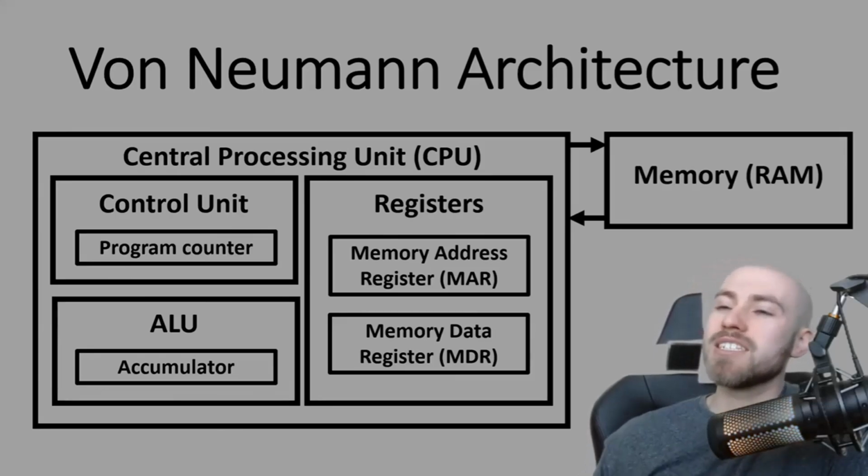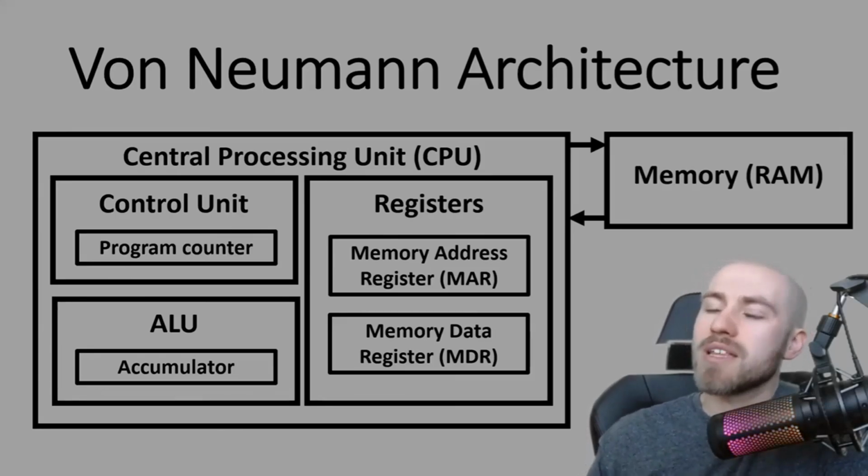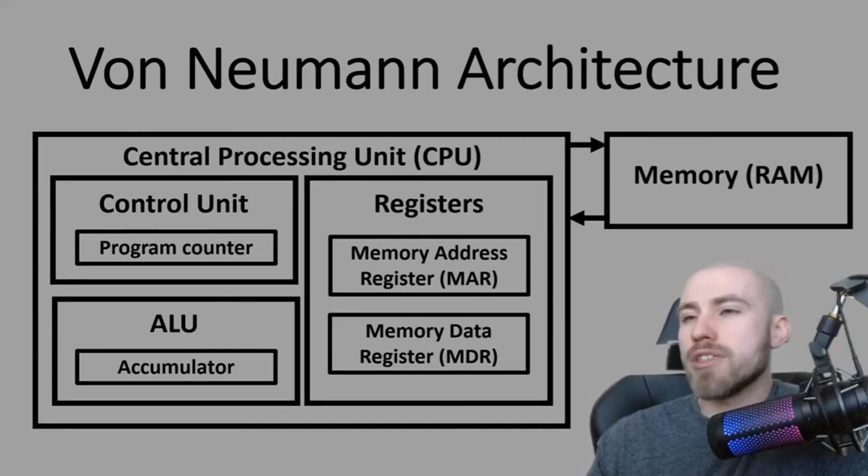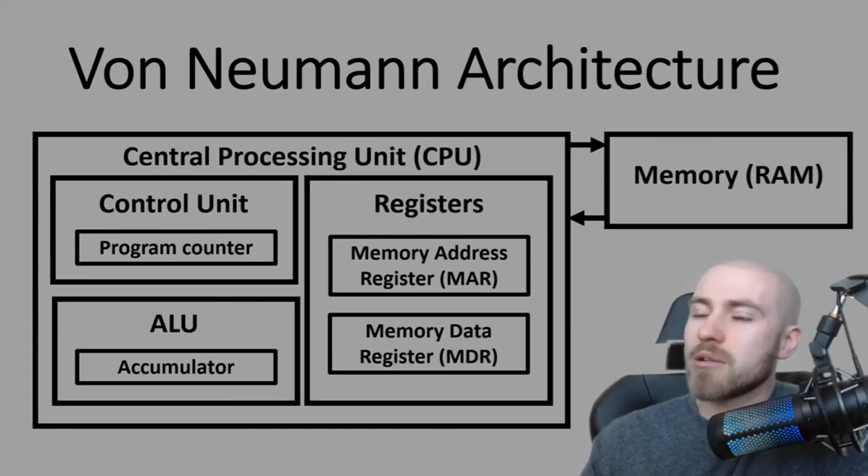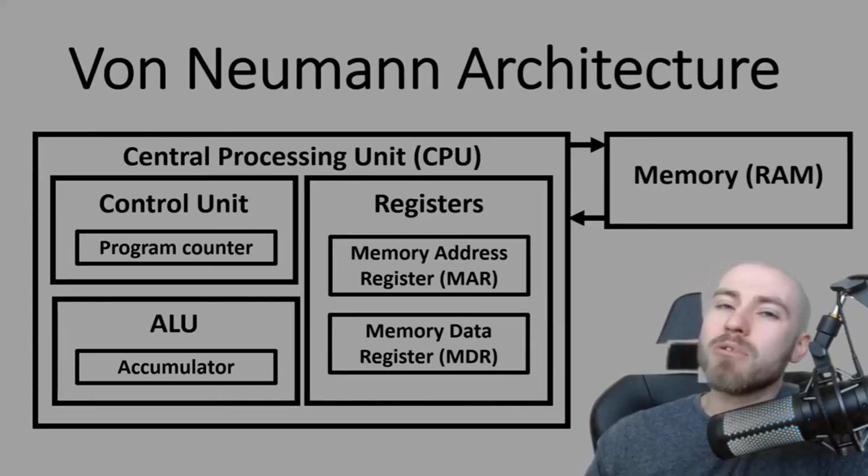So it might be that it needs to perform a calculation, or it might be that it needs to move somewhere else in memory, and the control unit will make that happen. That's the execution part of it. If it was a calculation, the ALU or the arithmetic logic unit will carry out that calculation and then temporarily store it in the accumulator.